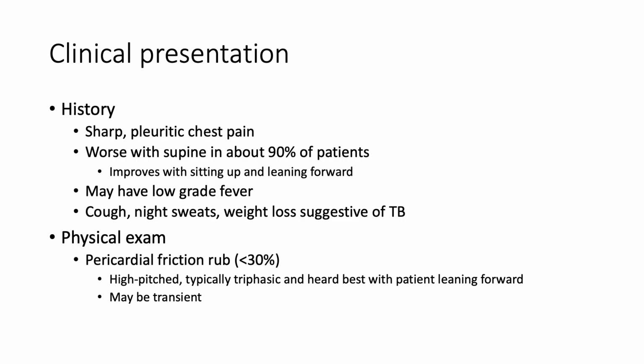Patients with pericarditis often have a sharp pleuritic chest pain. 90% of patients will say it's worse when they are supine, and it gets better when they lean forward. They may have a low-grade fever. On physical exam, the main finding would be a pericardial friction rub, which is usually high-pitched and triphasic, and it can be heard best with the patient leaning forward, but it may be transient.